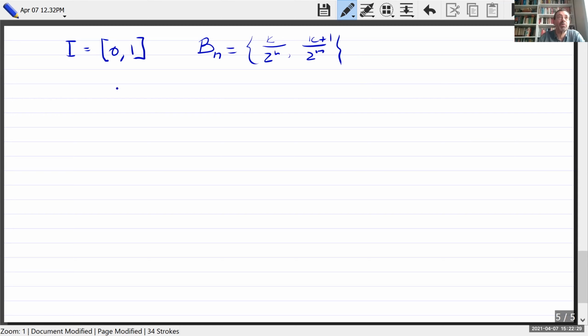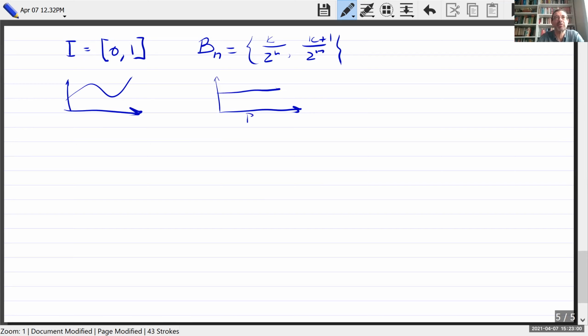Now suppose that we have a function on this interval [0, 1]. Let me draw a graph, something like this. And then we can look at the conditional expectations of this function. The conditional expectation with respect to the sigma algebra B naught will be trivial. It's just the integral of our function.